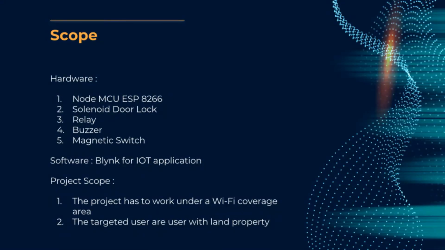The hardware used in this project is NodeMCU ESP8266, solenoid door lock, relay, buzzer, and magnetic switch. Software side, we use Blynk, which provides an interface for IoT applications. The project scope is that the targeted users are people with land property, house, company or school. Limitation wise is that the project has to work under Wi-Fi coverage area.